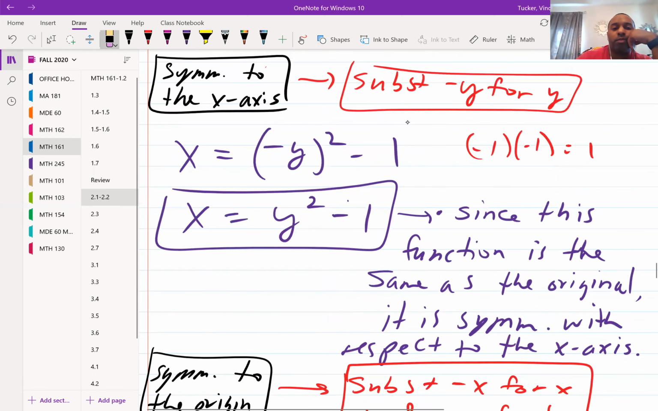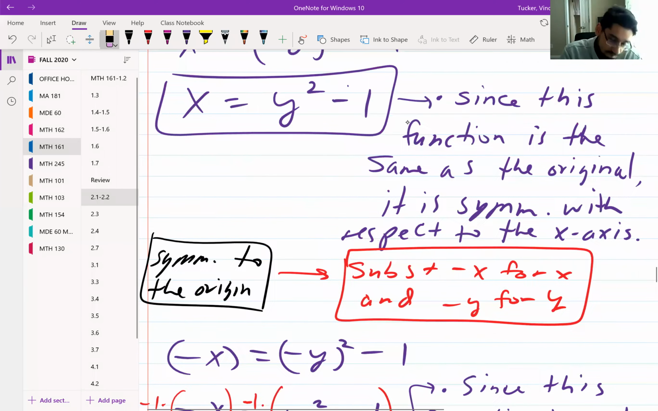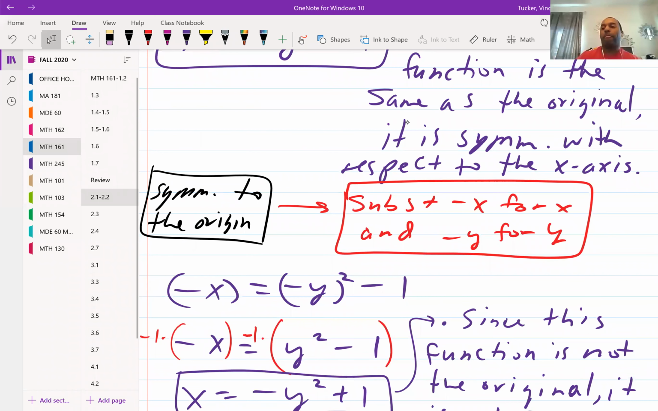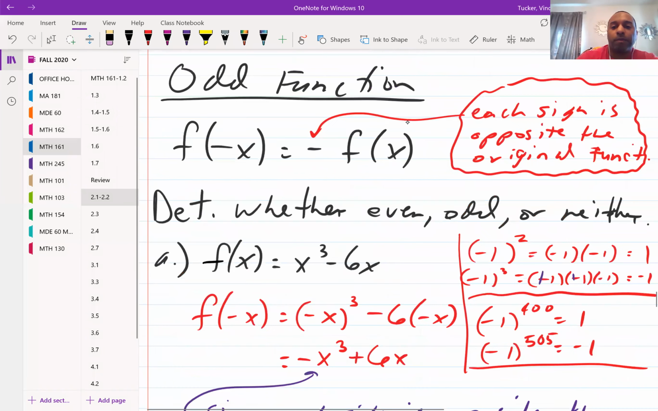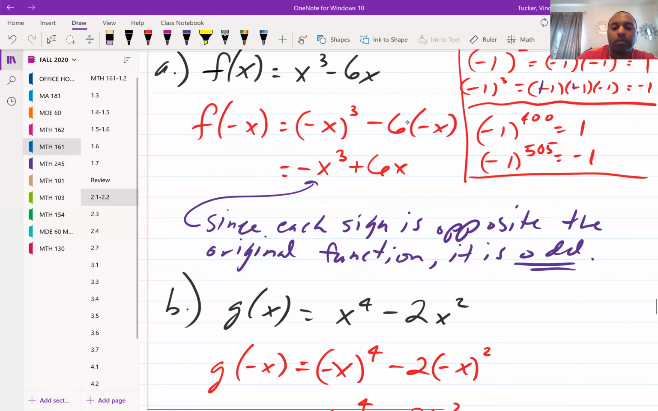And so when you talk about testing for even, odd, or neither, or even going back to when we're testing for symmetry, those are the tests that they give you. So there's no other way to do it? That's just the process. Yep. That's the way you would test for it. Okay, I just need the last problem, just part C.